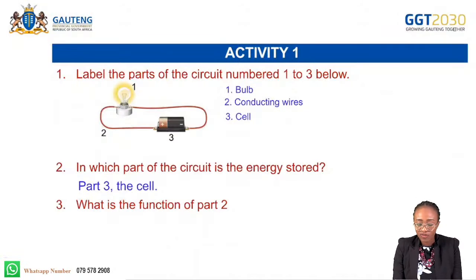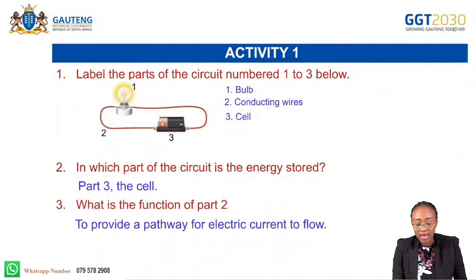And what is the function of part 2? What is part 2? Part 2, those are conducting wires. What is the function of conducting wires? They provide a pathway for electric current to flow. What are conducting wires? They're usually made from metals, especially copper wire, because they do allow electric current to flow through them.